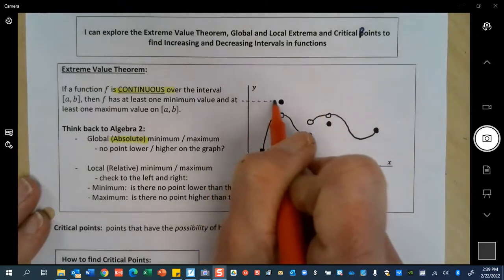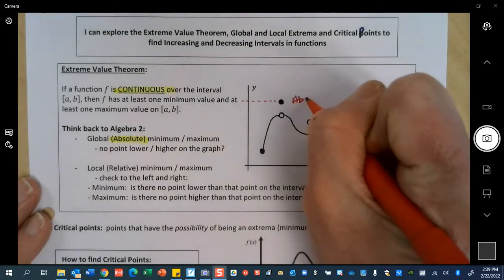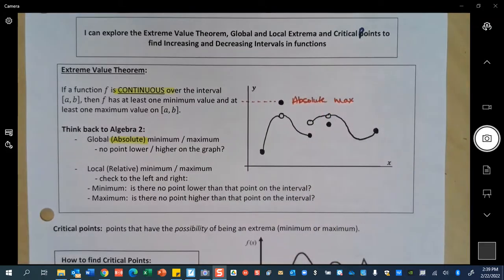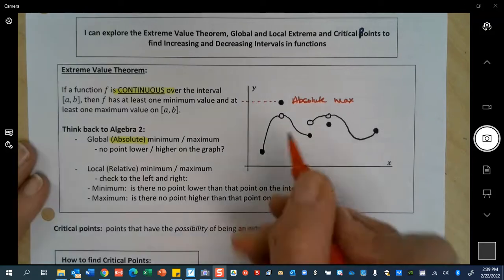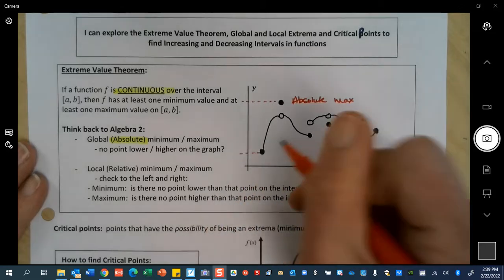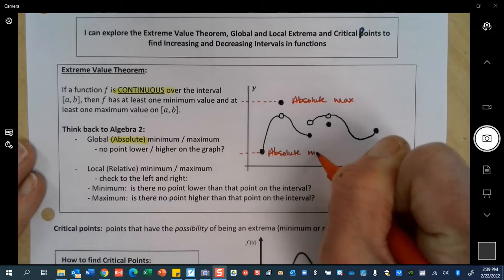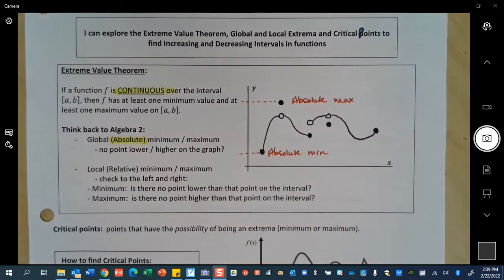So here, we're going to have our absolute maximum, because there's no point on the graph that is higher than it. And then here, we're going to have our absolute minimum, because no point on the graph is lower than that one.